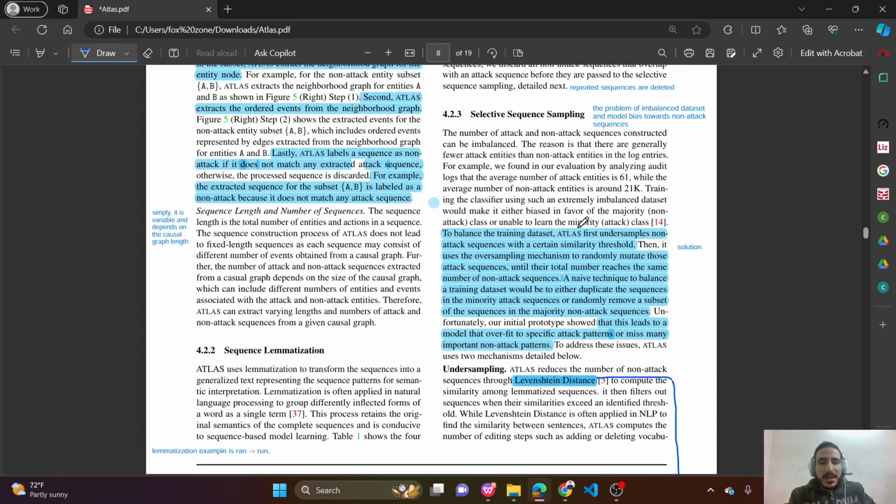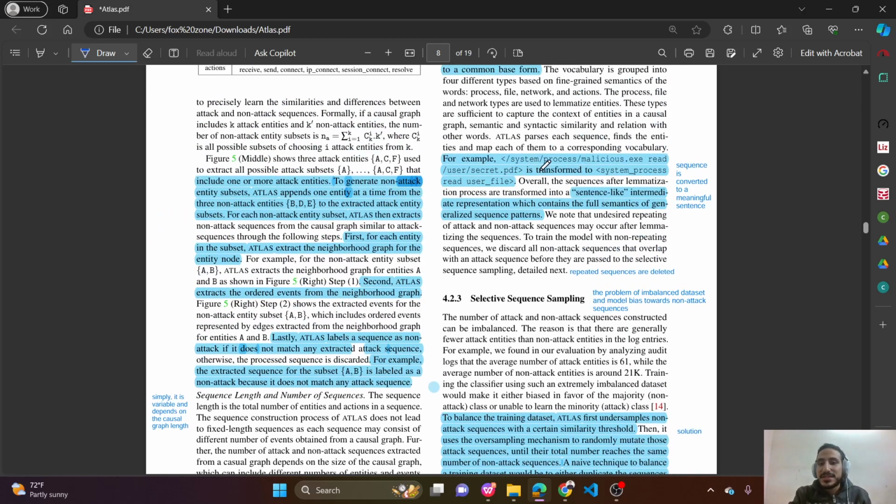So moving from lemmatization to selective sequence sampling. Actually, this process is very innovative because in selective sequence sampling, you are required to increase the number of attack sequences and decrease the number of non-attack sequences without harming the dataset. We have to get rid of the unbalanced dataset. How? By oversampling. How does oversampling happen? This is done by mutating the attack sequences.